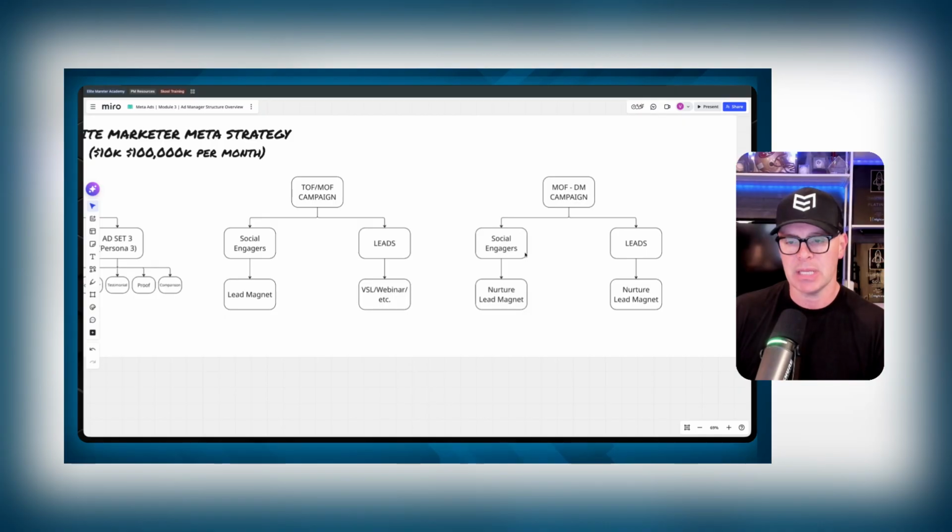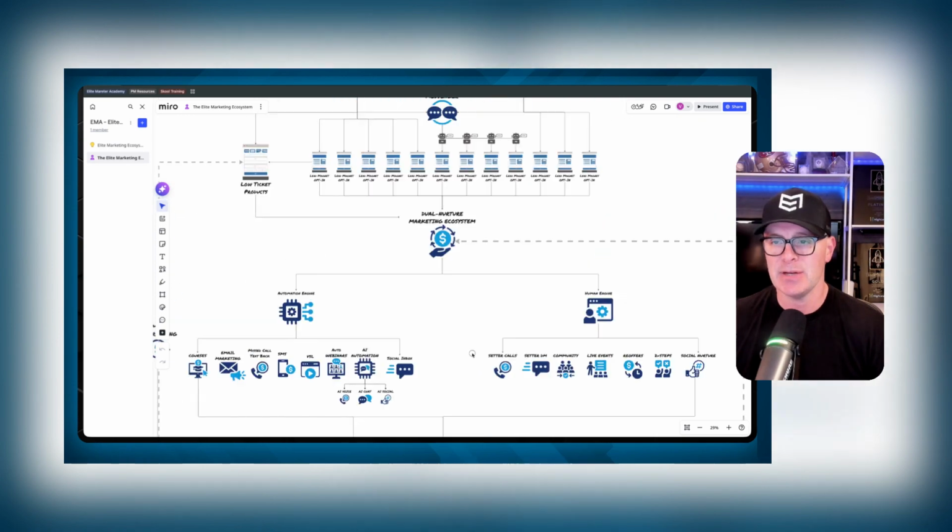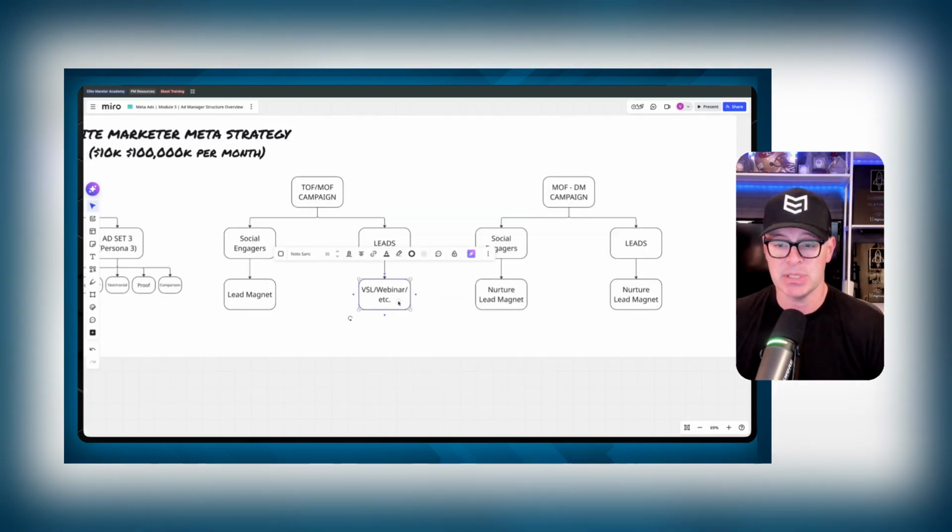Now with the social engagers with this, we're going to exclude people who are already leads, okay? Because we're not taking them to another lead magnet. What we're going to take them to now is a different lead magnet because they've already become a lead. We're going to take them to what I call a nurture lead magnet. And a nurture lead magnet is different than what you see up here. Very similar to like a VSL or a webinar, something like that. The difference here is what I'm taking them to is directly to direct message into Messenger.